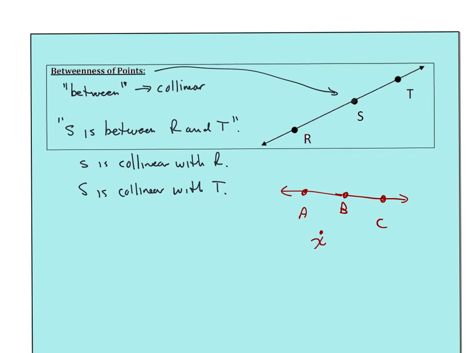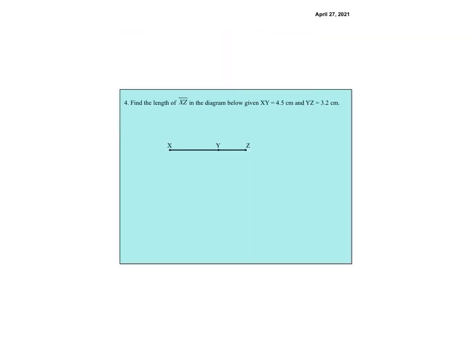But now we have a question here. Is point X between A and C? Is point Z between A and C? Well, the answer is no, because between A and C, you are talking about just this line. So X and Z are not between A and C. Just be aware of that, please. So between is just another term that you need to be familiar with.